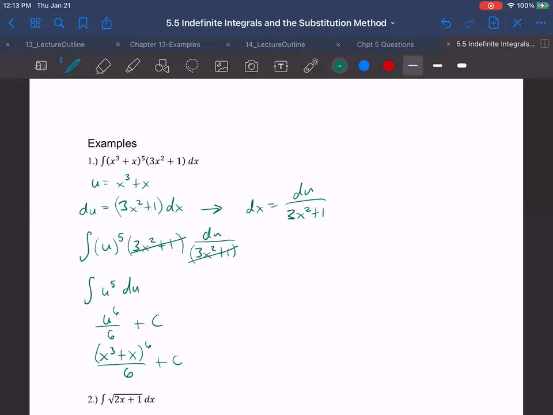All right. And if you were to try to do that derivative, you would do chain rule on it. So it would become, if we want to check, d dx of x cubed plus x to the 6th over 6. And then that's going to be chain rule. So we got to do derivative of outer, 6 times x cubed plus x to the 5th over 6, and then times the derivative of the inner, 3x squared plus 1. The 6's cancel, and we're left with what we just took the integral of.